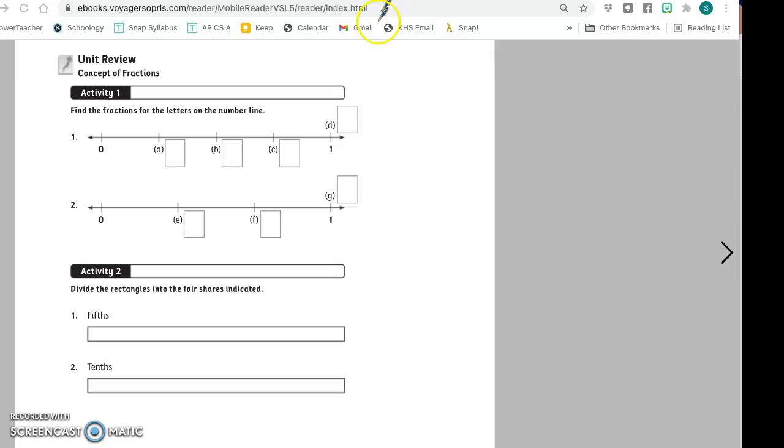Activity 1 has find the fractions for the letters in the number line, and how many parts do I have on my number line here? I have 1, 2, 3, 4 total parts, right? So I have a total of 4/4 that is going to make up my whole, right? My number 1. So then each of these lines are going to be fourths, right? So A is going to be 1/4, B is going to be 2/4, C is going to be 3/4, and of course D was 4/4, right?